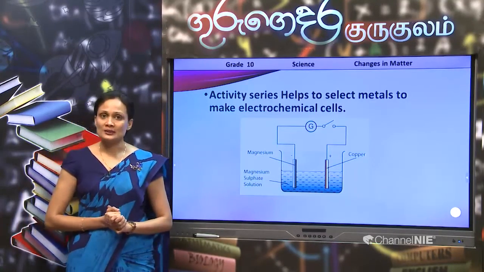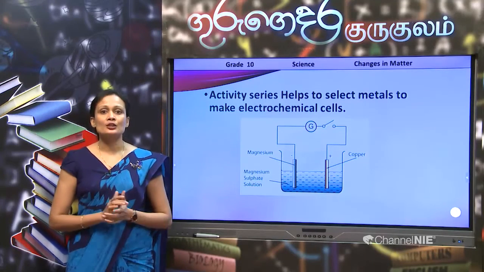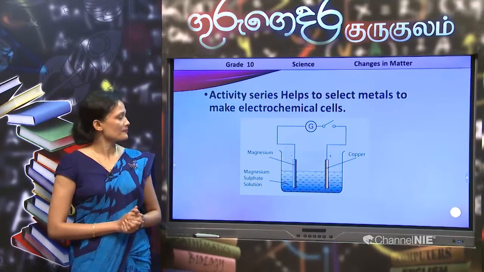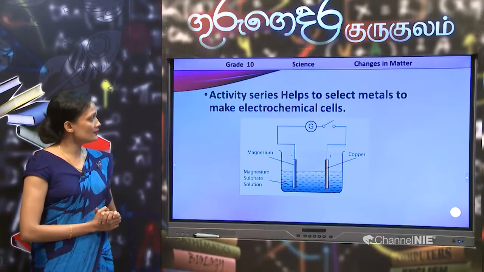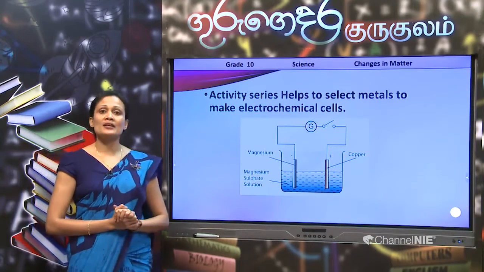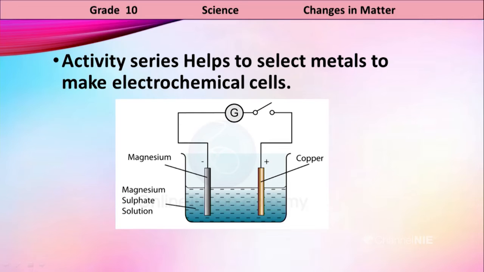Now I am going to explain another use of the activity series. The activity series helps to select metals to make electrochemical cells. You know about the electrochemical cell. When we are making electrochemical cells, we need to select electrodes for it. When we are selecting the electrodes, we use the activity series.